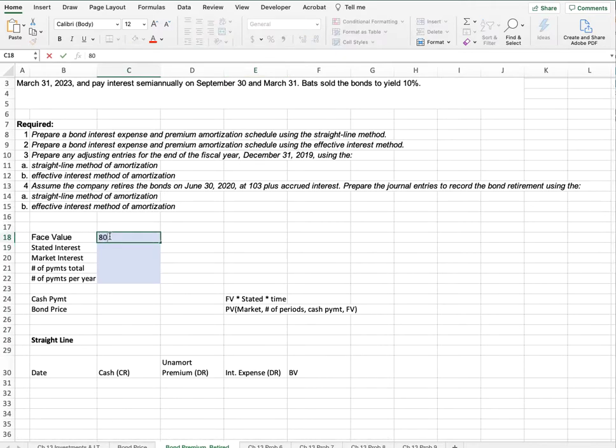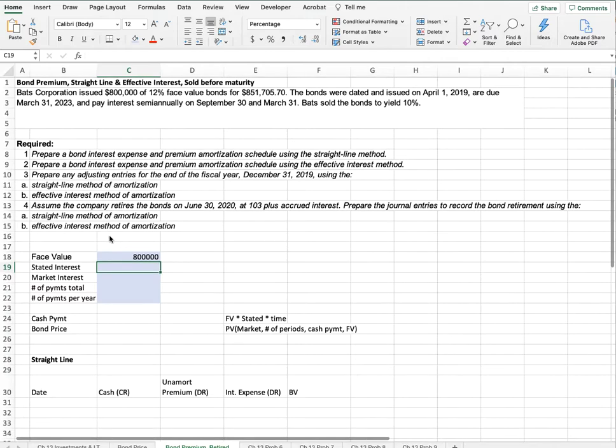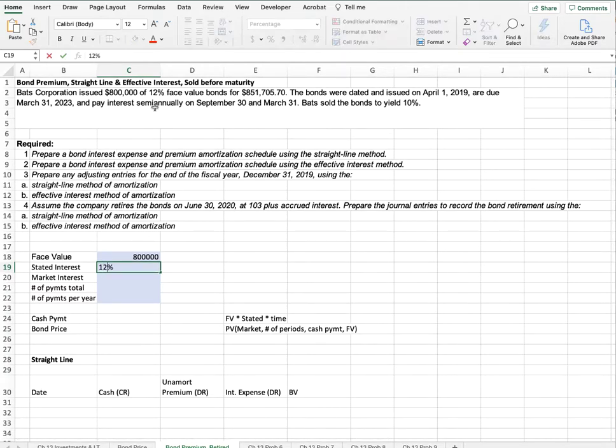So we have a face value of 800,000, stated interest was 12%, market interest is 10%. It looks like this is a 4-year maturity, so there are 8 payments total because it pays twice a year, and there are 2 payments per year.